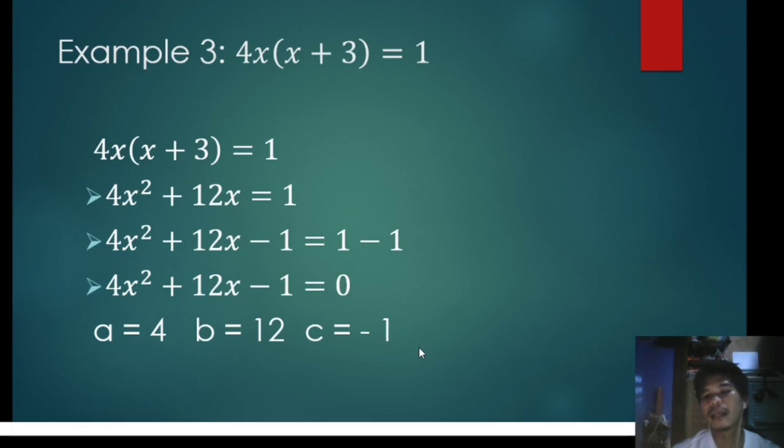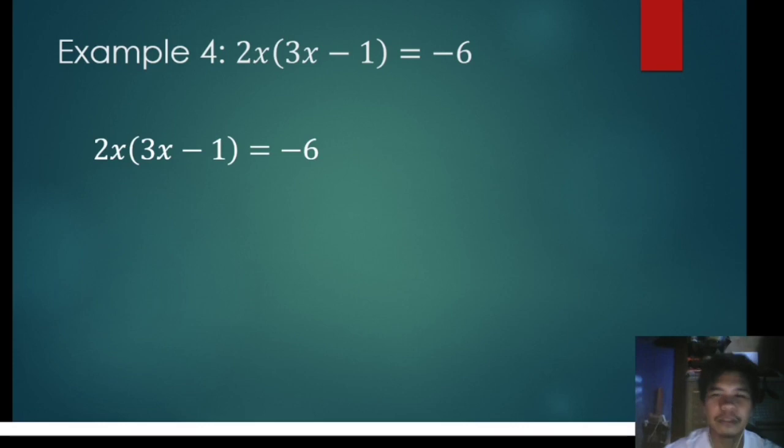That's it. Okay, let's try a similar example here. For example number 4, we are given 2x quantity 3x minus 1 equal to negative 6. So, same property, we're just going to use the distributive property by multiplying 2x to each term inside the parentheses. So that is 2x times 3x followed by 2x times negative 1 equal to, you just copy the constant term here, negative 6.